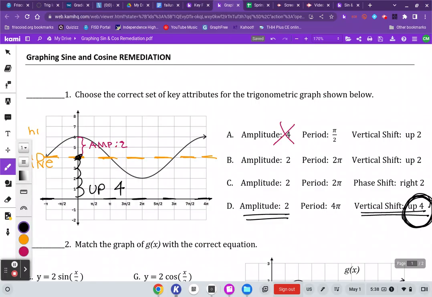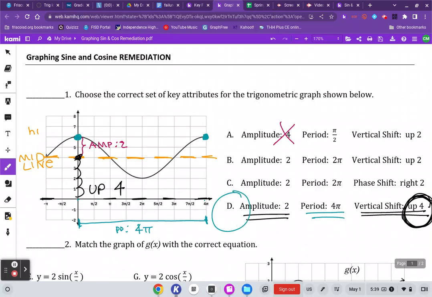Let's check the period just to make sure. The period we get from the beginning point. So let's say this is my beginning point, and then the ending point would be where it's going to start all over again. So the beginning and ending are basically at the same spot, the same y value. So the distance from the beginning of the cycle to the end of the cycle is your period. And in this case, it goes from 0 to 4 pi. So the period is 4 pi. Okay, that gives us D.